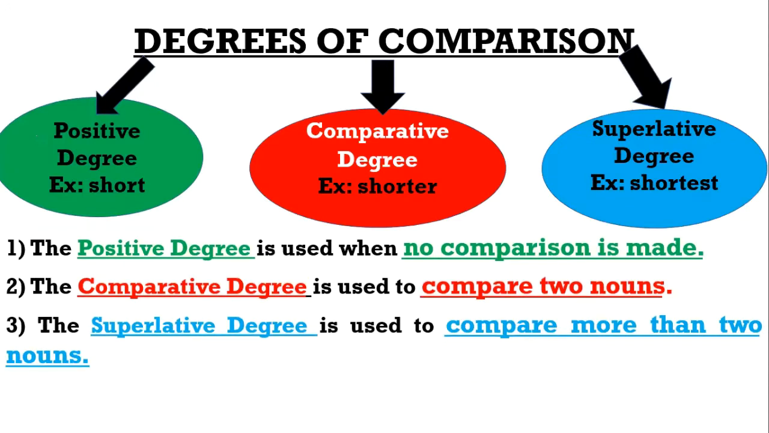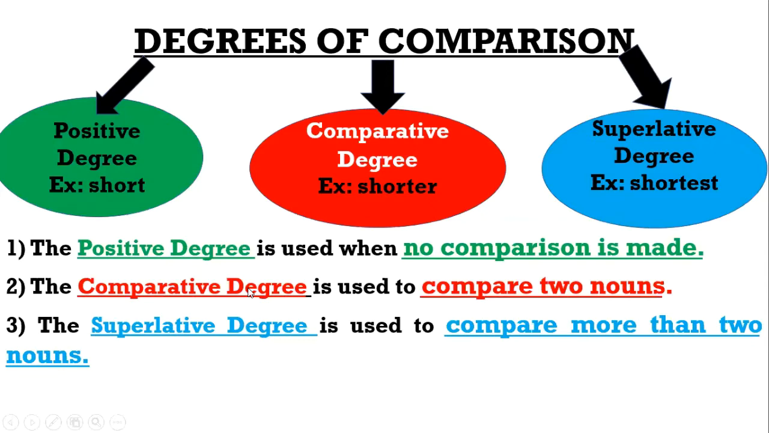Okay, so now please write this down into your running notes in your homework notebook. Write down from here because everything is there in this slide. The first point: the positive degree is used when no comparison is made. That's why we just said Sam is a short boy. We are not comparing with anyone, so that is a positive degree. Next one: the comparative degree is used to compare two nouns. In the second sentence, what did we do? We compared Sam and Roy, and we said Sam is shorter than Roy. So when two people, two nouns are there, it is called comparative degree.